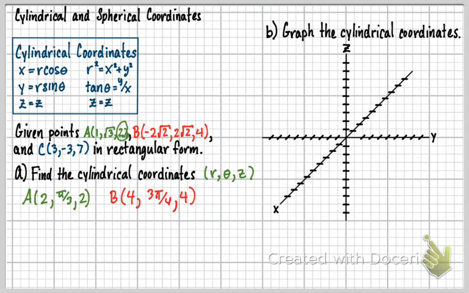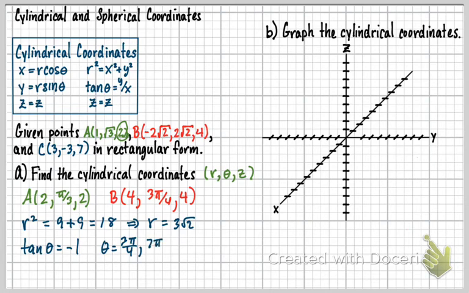Now for C, the same thing. So we get our r squared equals, and I'm just going to write 9 plus 9. And that's going to equal 18. And this tells me my r then is going to equal plus or minus, and I'll just keep it positive and just deal with the angles, so we don't have to worry about that right now. So 3 square root of 2 once I simplify it. Okay, and then from there I get my theta now. So I have the tan of theta equals, and that's going to be negative 1. I get this negative 1 again. So then for theta, my theta can equal 3 pi fourths or 7 pi fourths.